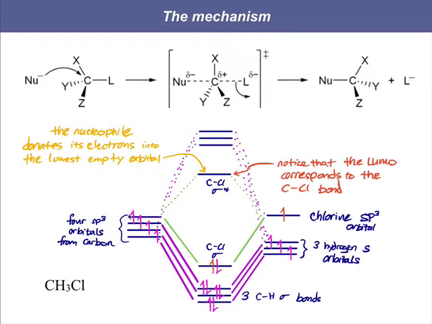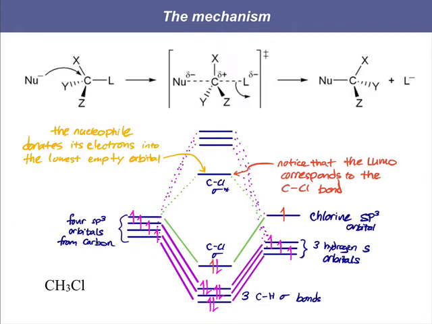So carbon brings in 4 sp3 orbitals, each with 1 electron. Then we have 3 hydrogen s orbitals, and those are 1s orbitals. So those are going to be low in energy. And we've got 1 chlorine sp3, which is a 3s orbital. So we have a higher energy electron coming from the chlorine and 3 lower energy electrons coming from the hydrogens. These 4 orbitals are going to mix with these 4 orbitals, and we're going to make 4 bonds.